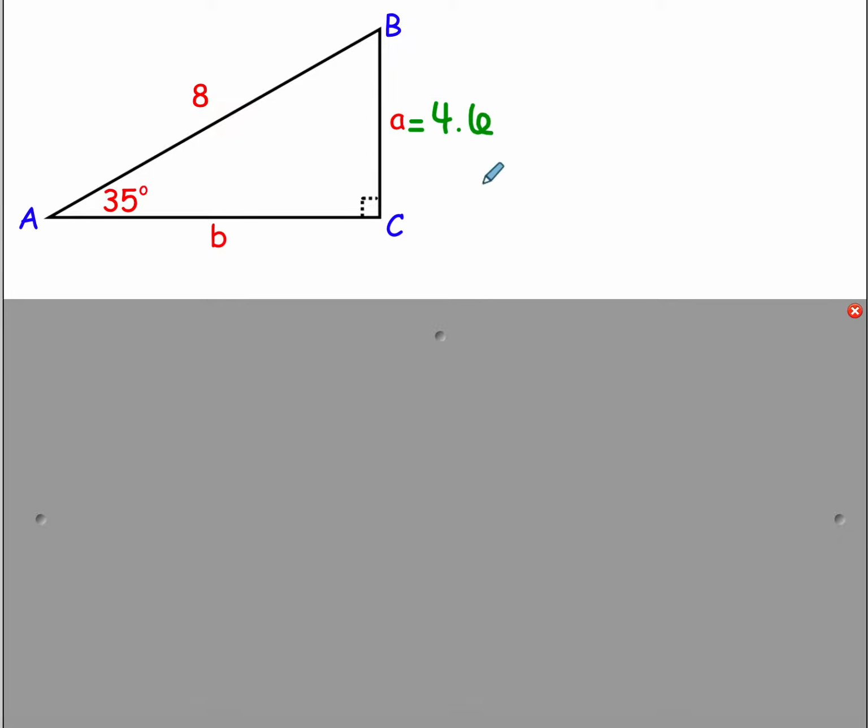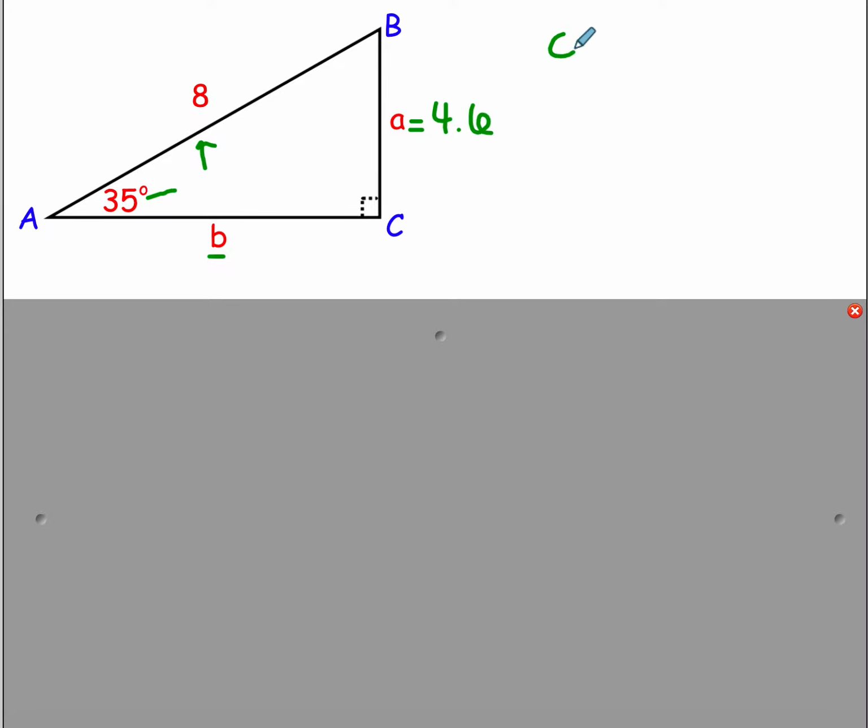Now, when I'm trying to figure out which ratio I should use to help me solve, you always need to look at what you want to know and what you know. So we know 35, so we're always going to be looking from the perspective of that angle in this case. We already know A. What we want to know is B. Well, what side is B? B is adjacent, and what we already know is this side, which is the hypotenuse. So adjacent and hypotenuse, what ratio is that? Well, that very clearly is cosine.